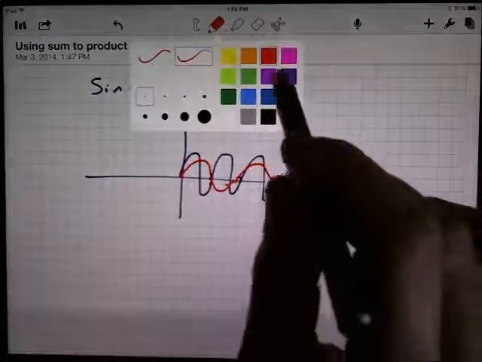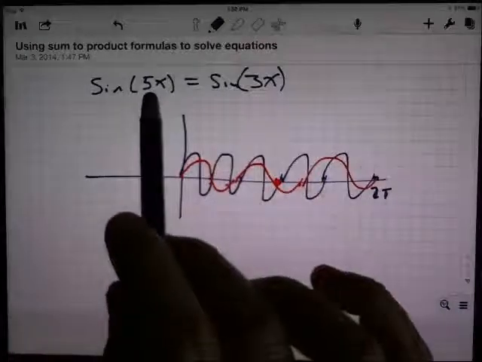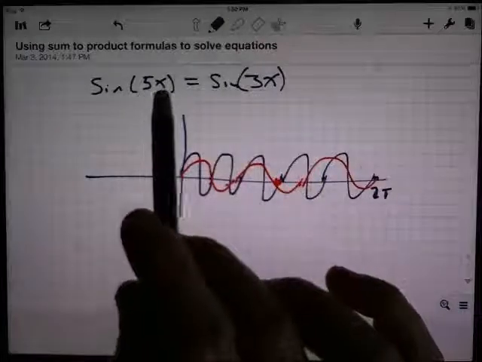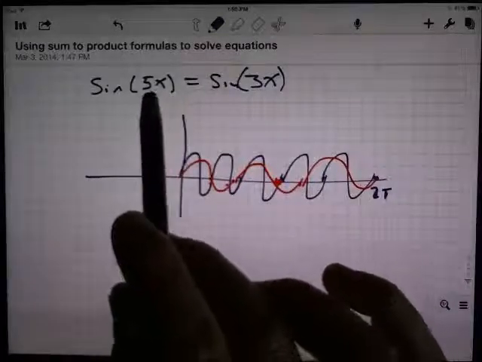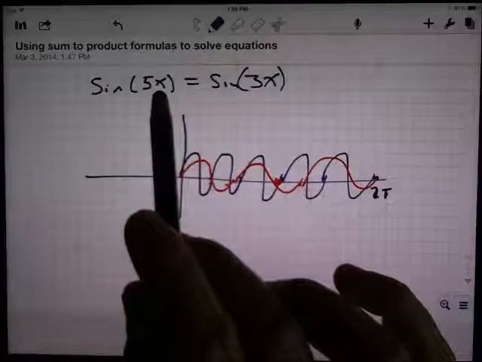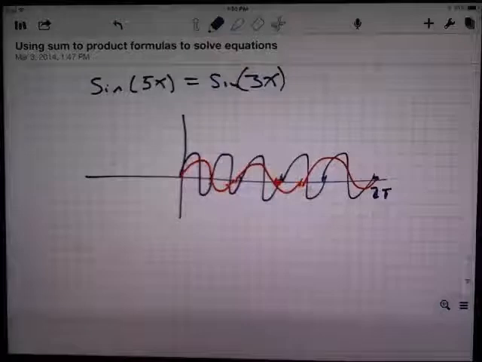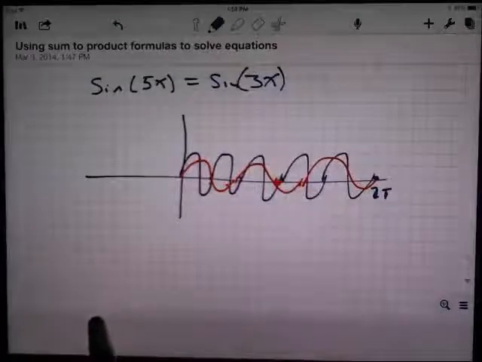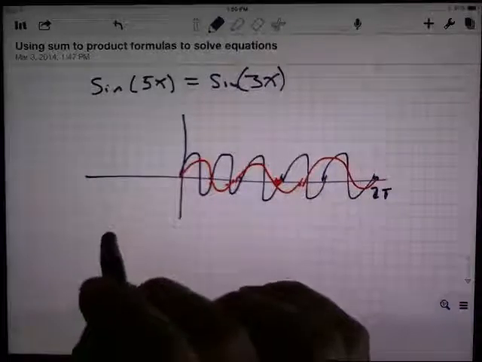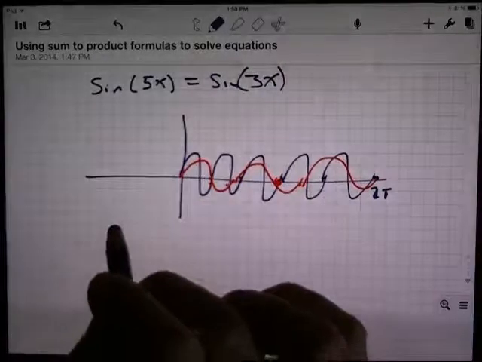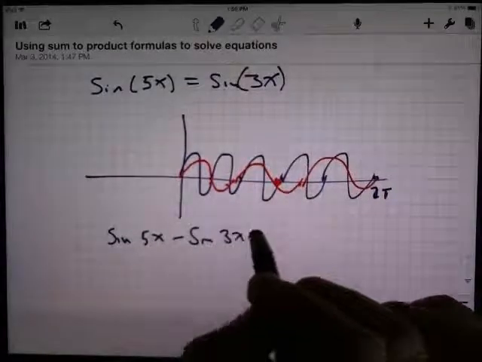One option that I have is to use some formulas to break the 5x up into, say, 1x plus 4x, and use the sine of a sum, and then work on the 4x's to break those into 2x's, and the 2x's into x's. Write this all in terms of x, and write this side in terms of x. It would be big and ugly. However, I have another option. I'm going to bring this over to the other side and say I've got the sine of 5x minus the sine of 3x equals 0.